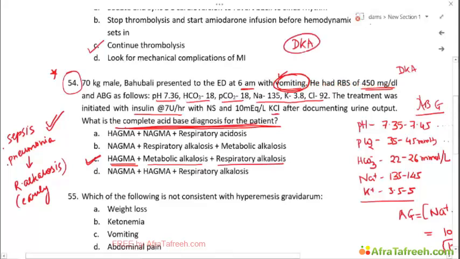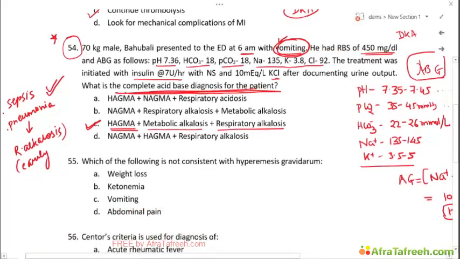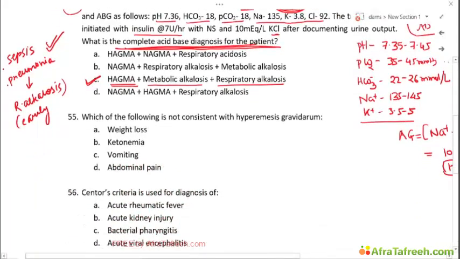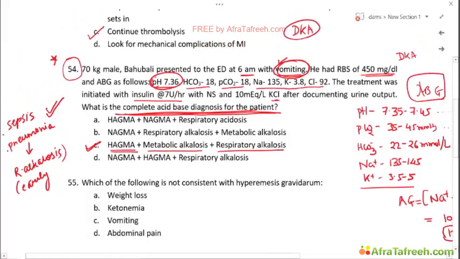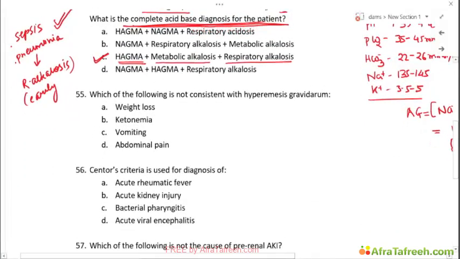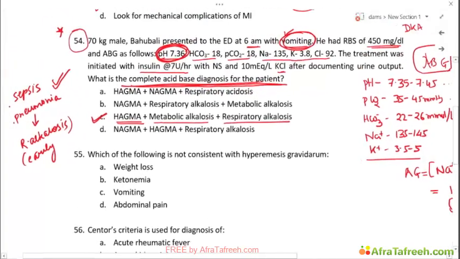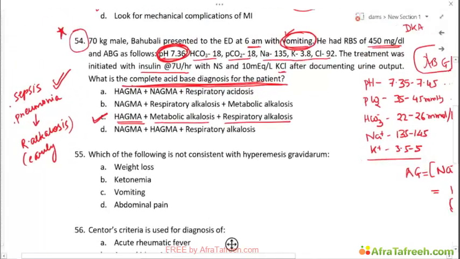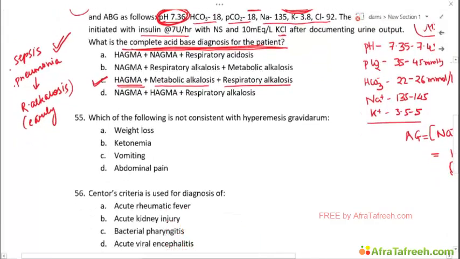So it's very important to meticulously look at the ABG for any clues of additional acid base abnormalities, and a normal pH does not mean a normal ABG. I hope this is clear, and this is a very important concept to understand, acid-base abnormalities. In case of any doubt, please reach back, and I'd be very happy to discuss more concepts about how to diagnose acid-base abnormalities.